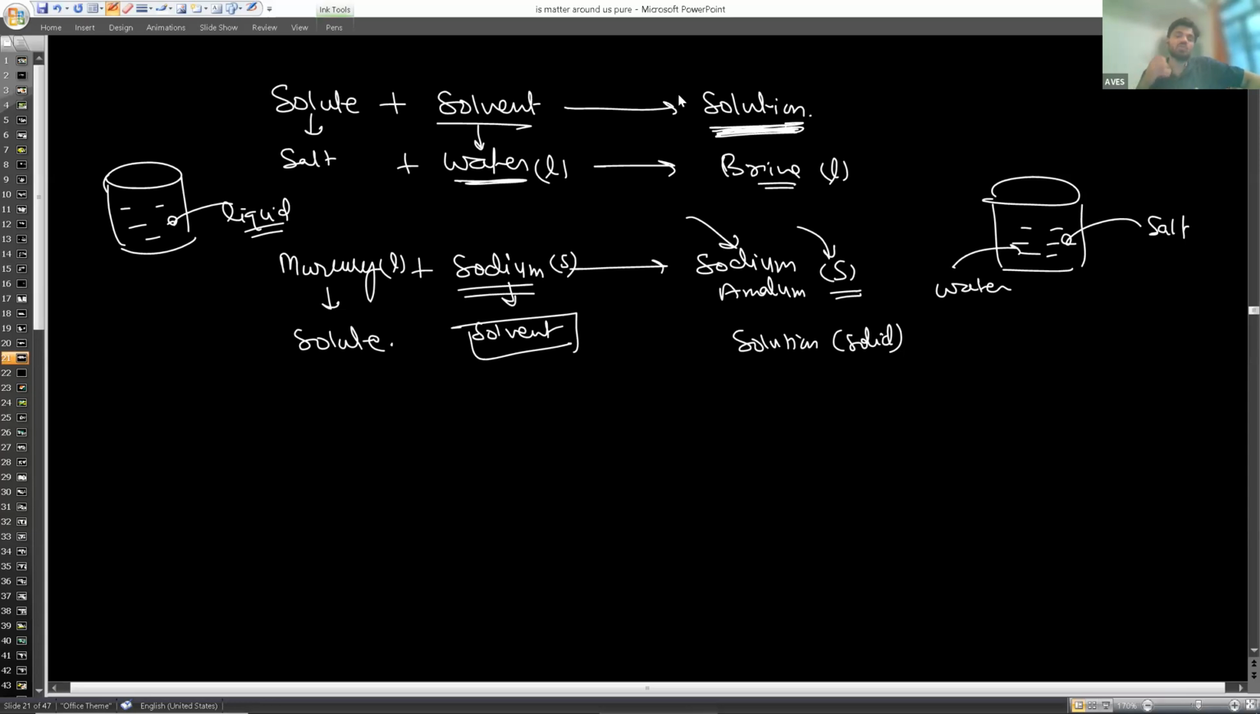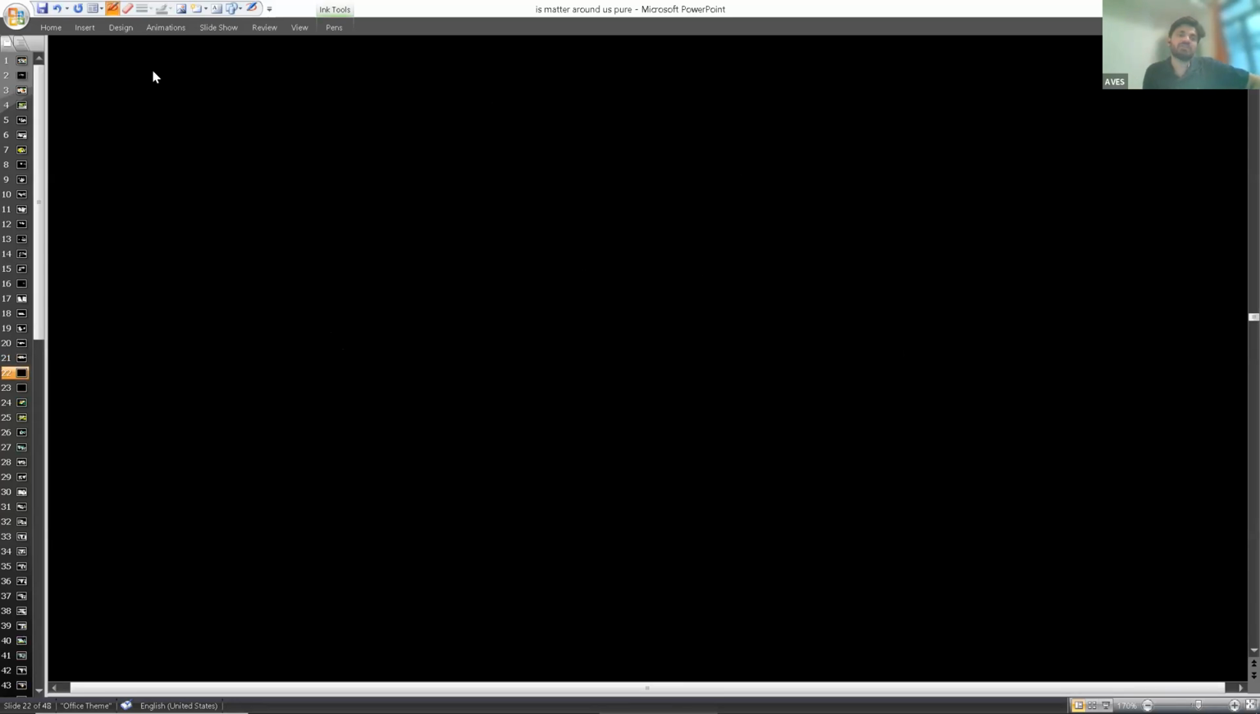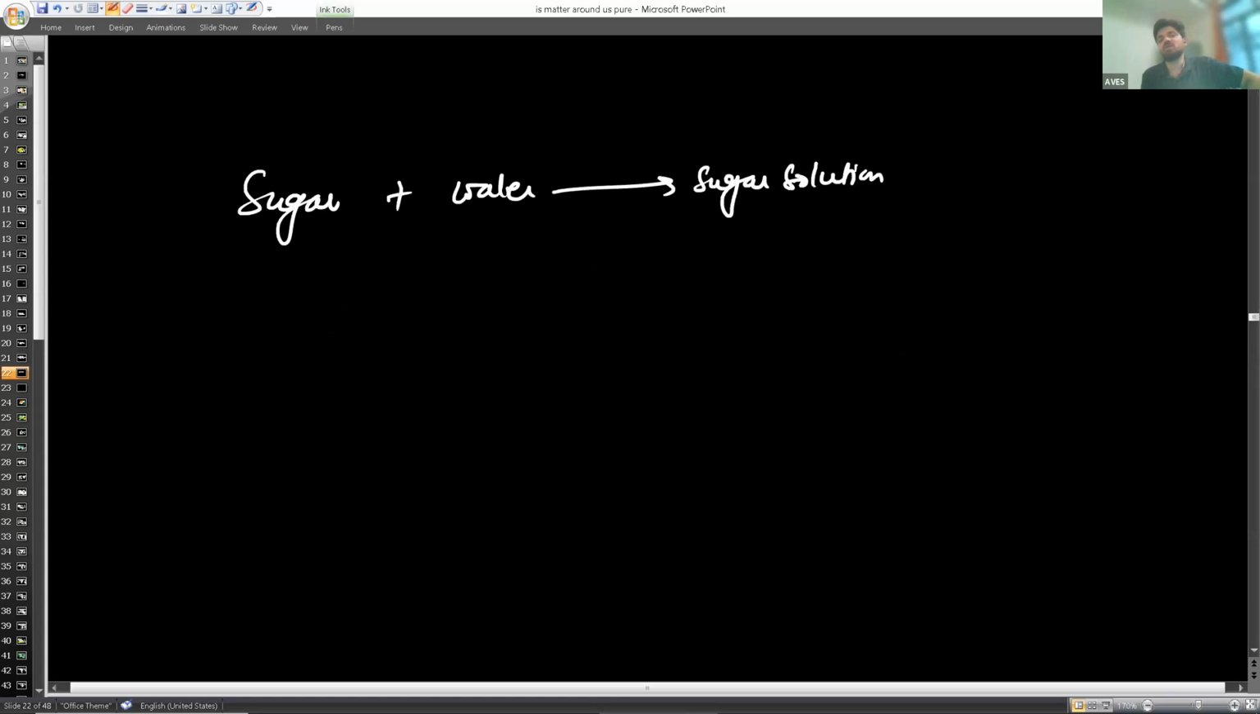Okay. So let me explain to you what a solution is. A solution is always formed when there is a solute and a solvent. Like for example, you are making a sugar solution. You have sugar and you have water. You make it into a sugar solution. Can you tell me what is the state of the sugar solution? Solid, liquid, or gas?